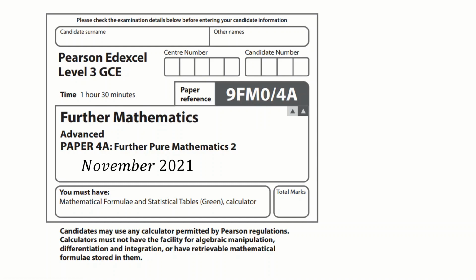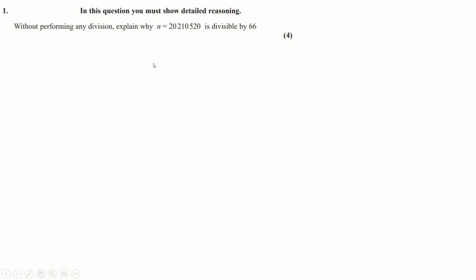Right, this is the Pearson Edexcel Further Pure Maths 2 FP2 paper from November 2021. I'm a bit worried about my voice, so we're just going to go straight into it with no small talk.